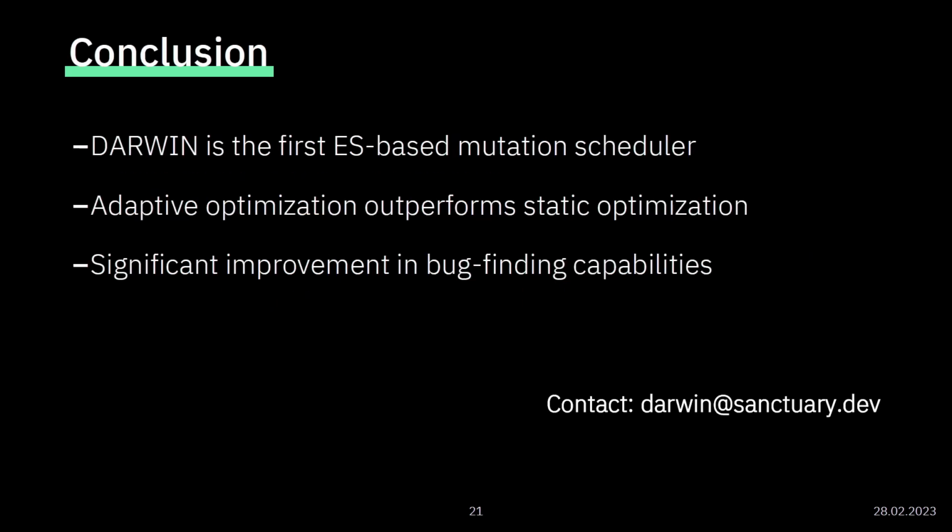And with that, I'd like to conclude my talk. Darwin is the first evolution strategy-based mutation scheduler. We can show that the problem is actually an adaptive problem, and we have a significant improvement in bug finding capabilities while maintaining easy portability and usability in practice.